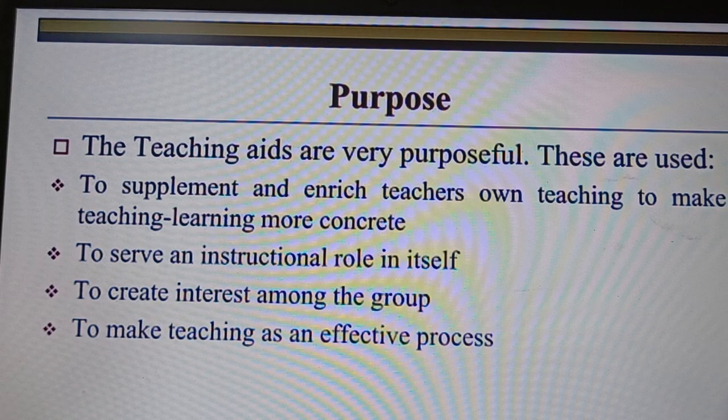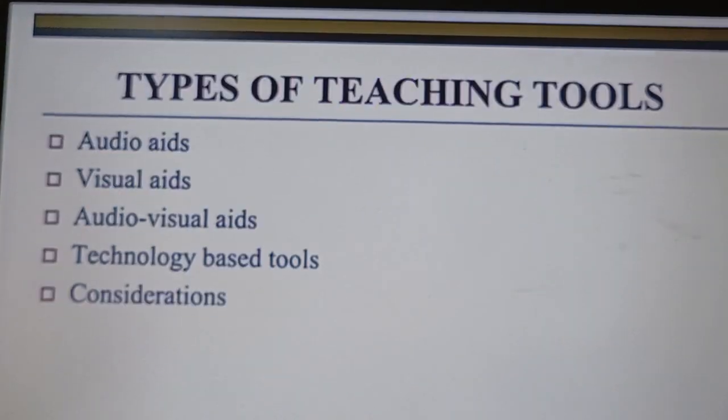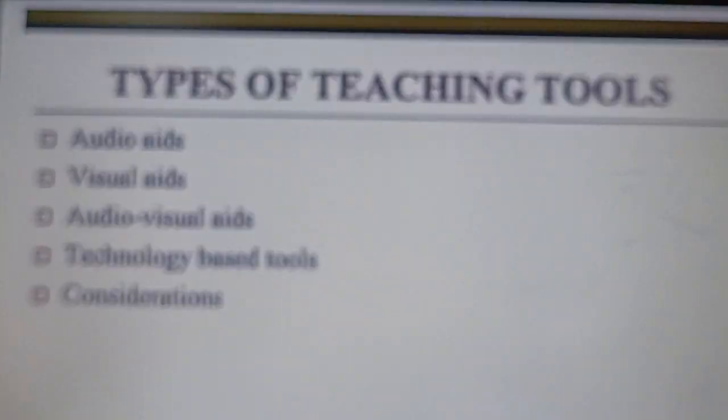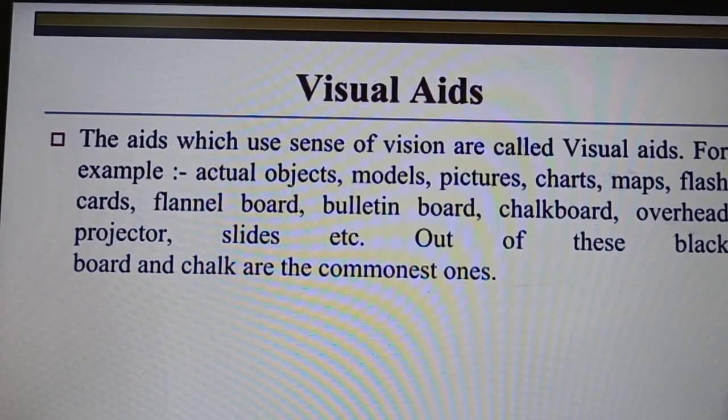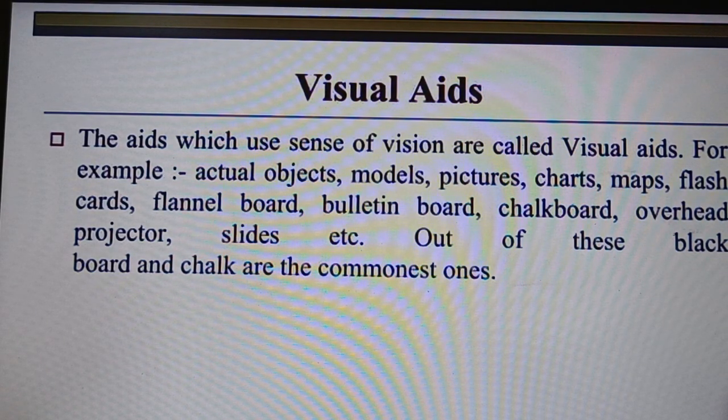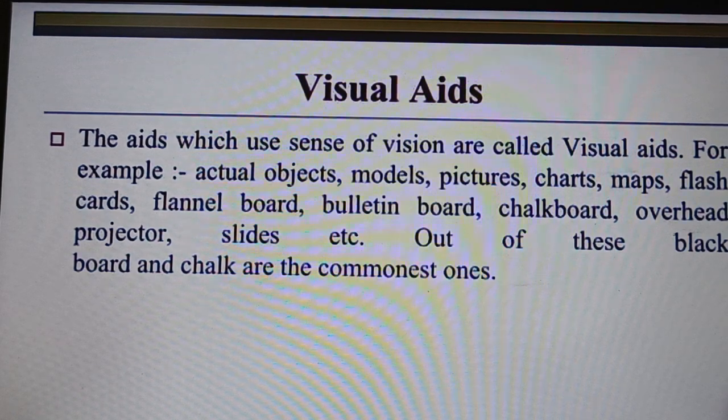To make teaching an effective process. Types of teaching tools: audio aids, visual aids, audio visual aids, technology based tools, and considerations. First one is visual aid. Visual aids means the aids which use the sense of vision. For example, actual objects, models, pictures, charts, maps, flashcards, flannel board, bulletin board, chalkboard, overhead projector, slides, etc. Out of this, blackboard and chalk are the commonest ones.